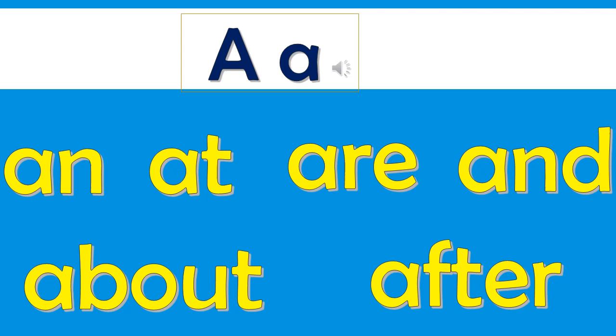Now let's use them in a sentence. A: an apple, an elephant, an eraser, an umbrella. At: I'm at school. Are: they are my teachers, they are my classmates. And: I have a pencil and an eraser.